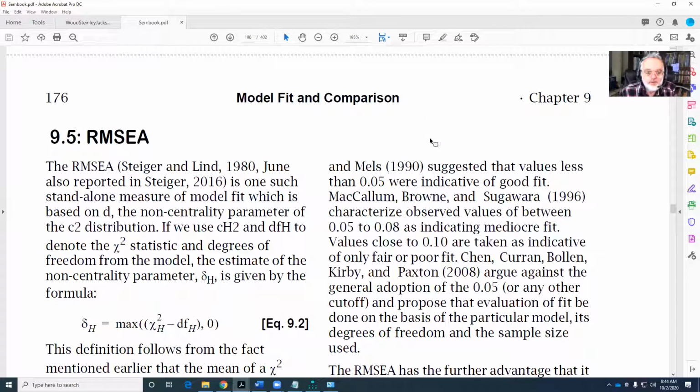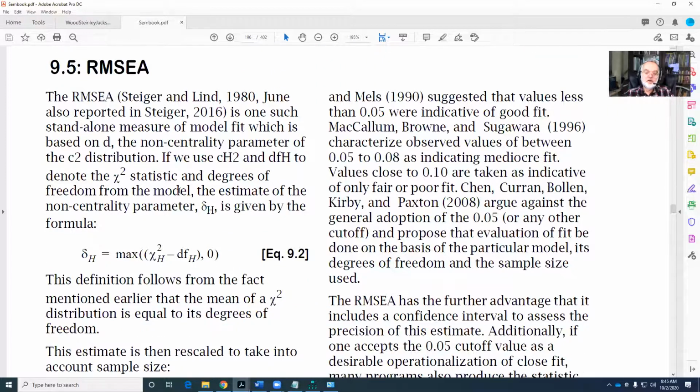The RMSEA is another measure. It has an advantage that it also gives you a confidence interval. And for the RMSEA, low values are indicative of good fit, and high values are indicative of poor fit. Well, the RMSEA, in general terms, is a measure of our old friend, the non-centrality parameter of the chi-square distribution. I see I need to put in a Greek letter there.